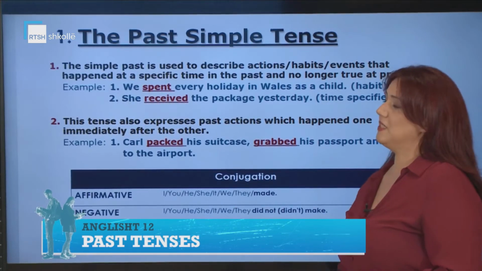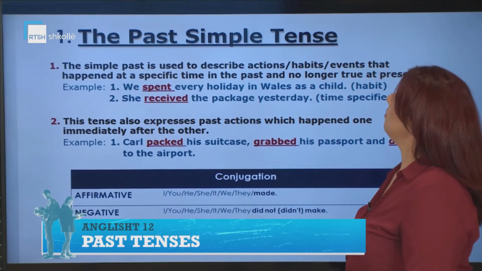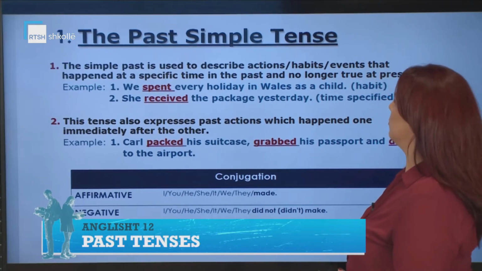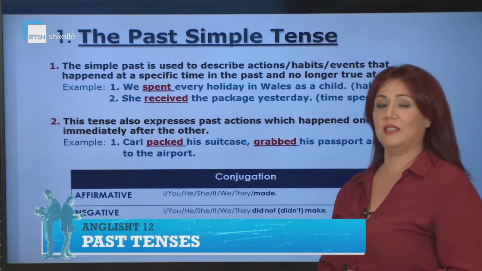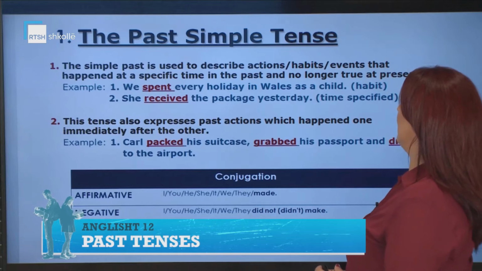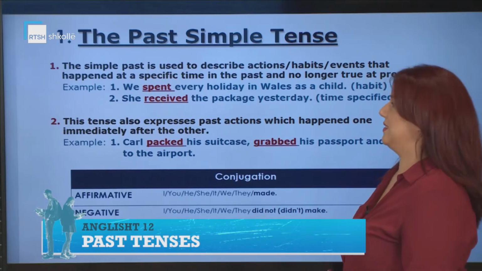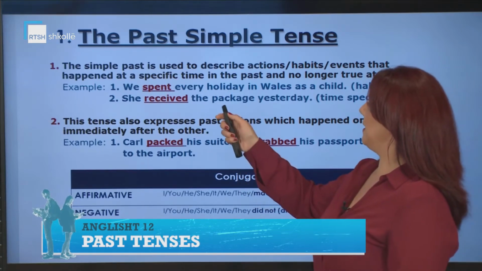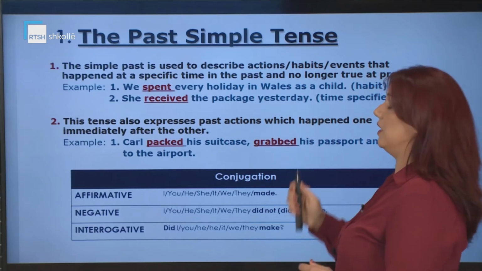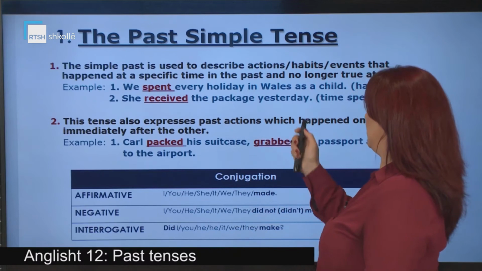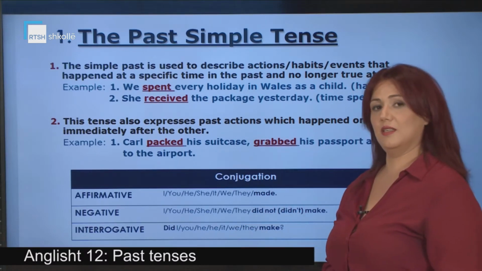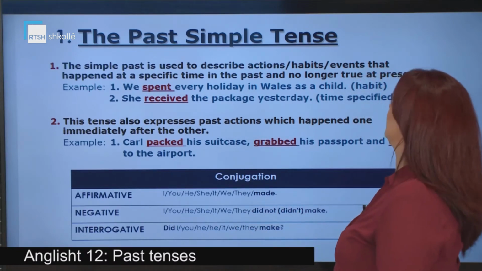The first verb tense we're going to deal with is the past simple tense. It is used to describe actions, habits, or events that happened at a specific time in the past and are no longer true at present. For example, we spent every holiday in Wales as a child, which was a habit, or she received the package yesterday, which is a specific time in the past.